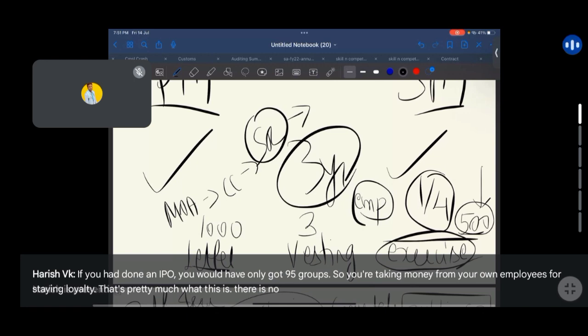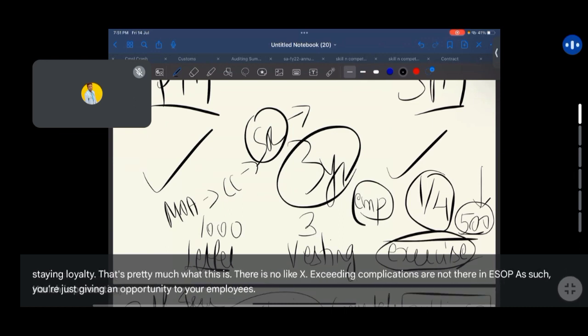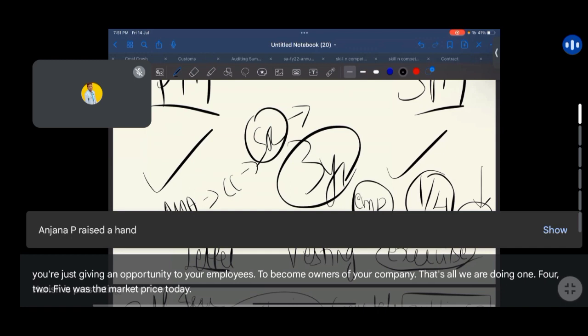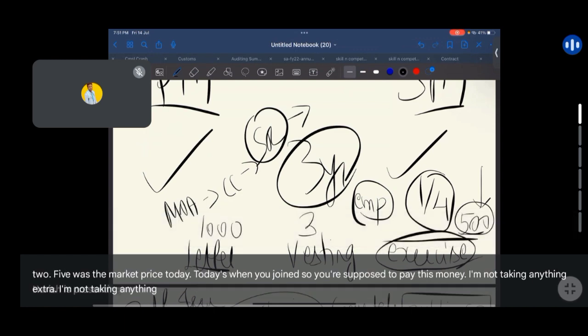There are no complications in ESOP as such. You're just giving an opportunity to your employees to become owners of your company. That's all we are doing. 1425 was the market price today. Today is when you joined, so you're supposed to pay this money. I'm not taking anything extra, I'm not taking anything less, I'm taking what is fair. So you may call this securities premium. Yes, technically 1420 is securities premium.